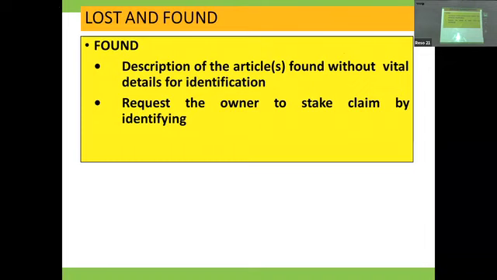The finder will ask the person who comes to identify the content. Then only the things will be written. So this thing has to be put up. Request the owner to stake claim by identifying. And then the contact details of the person. So these few points you have to highlight or put up when the lost and found if the article is found.